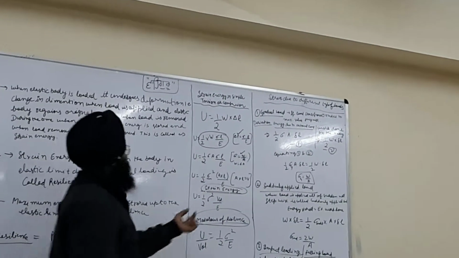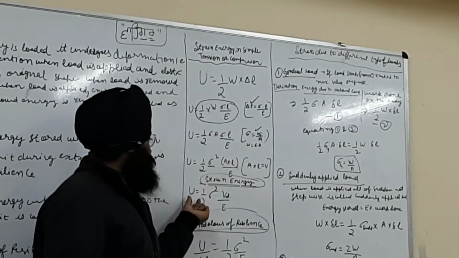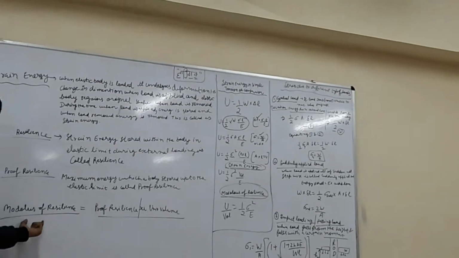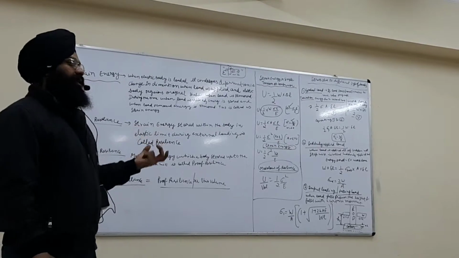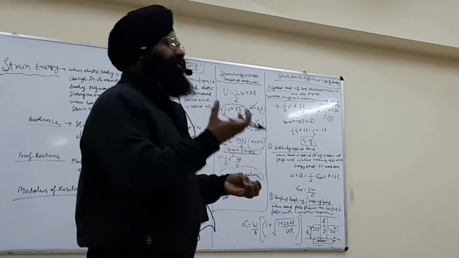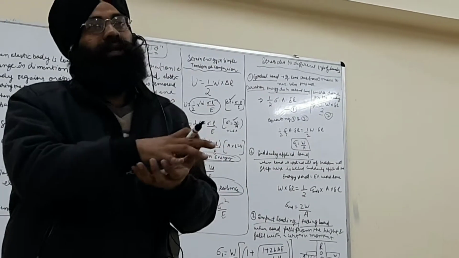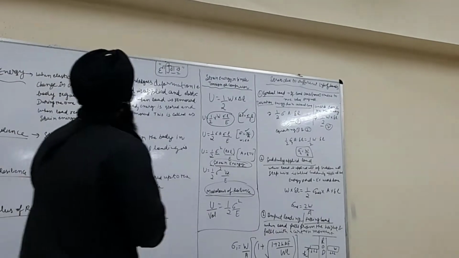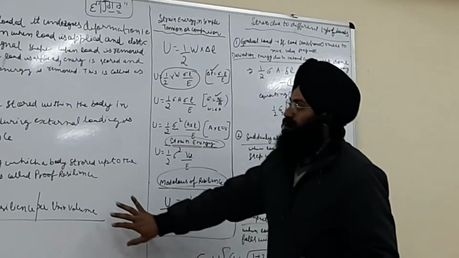Now, in this relation, area into length is volume. If we divide the strain energy by this, we finally get the modulus of resilience, which is the definition of modulus of resilience. That means the strain energy is basically the energy stored within the body when the body is loaded externally. This is just the stored energy, the strain energy. So this was the derivation, and this was about the definitions.